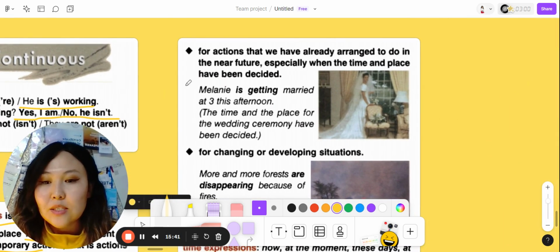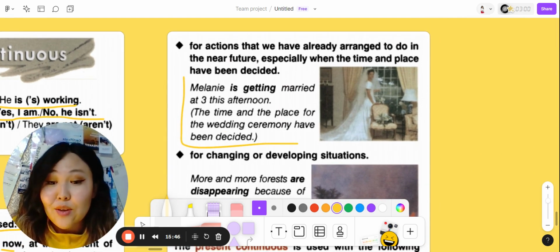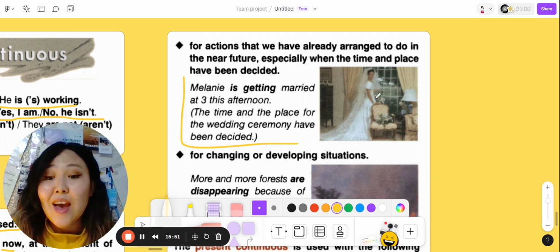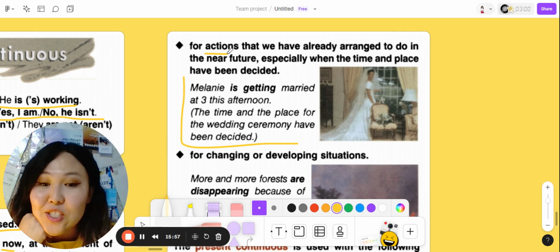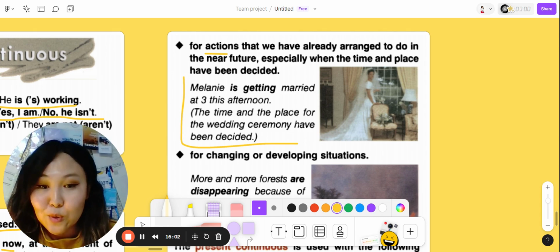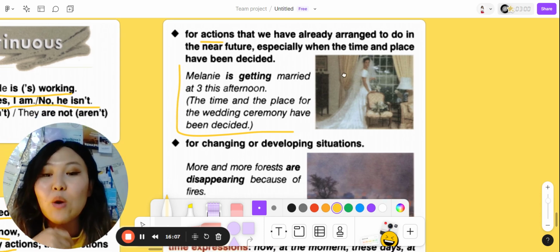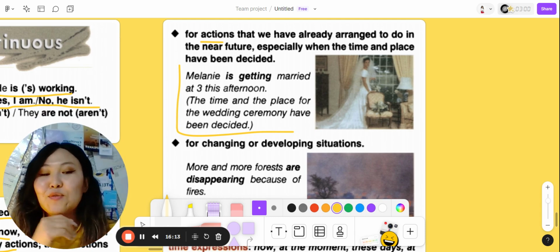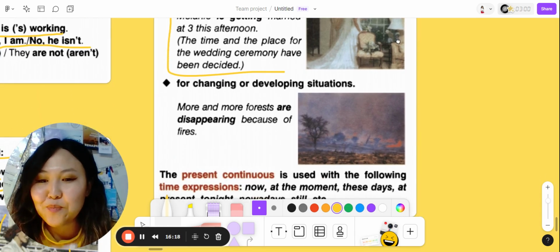And here we can see this example about Melanie. Melanie is getting married at 3 this afternoon. The time and place for the wedding ceremony have been decided. So in this example, we can see an action that has already been arranged in the near future, especially when the time and place have been decided. And we all remember that present continuous can be used for some arrangements, for some plans for the future. Yeah, we can see that she's obviously getting married very soon.